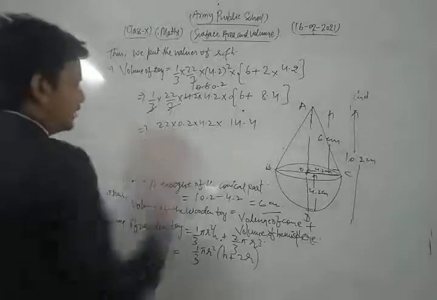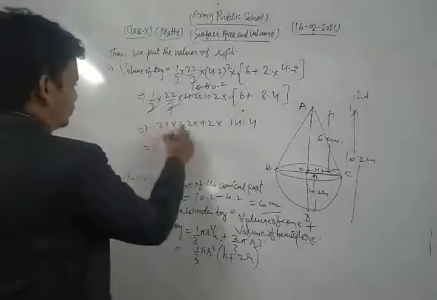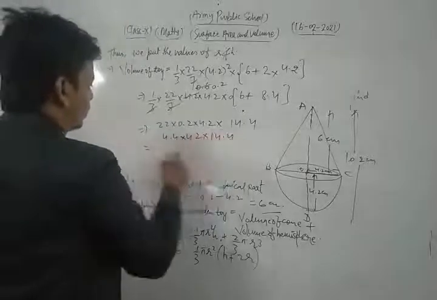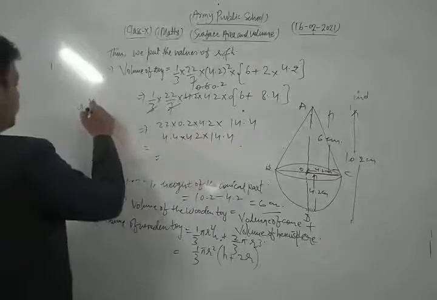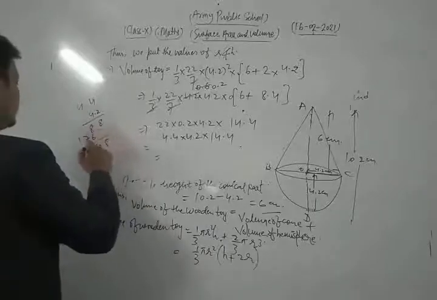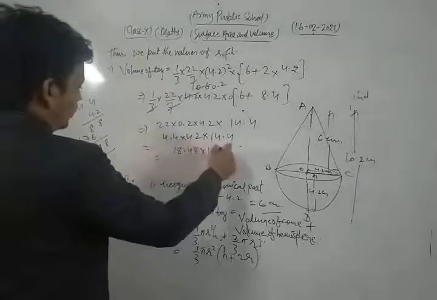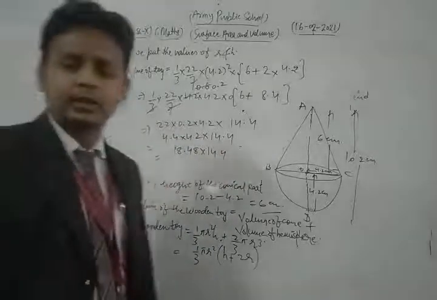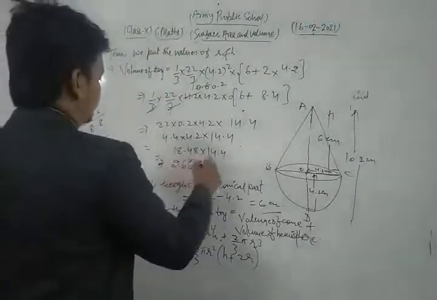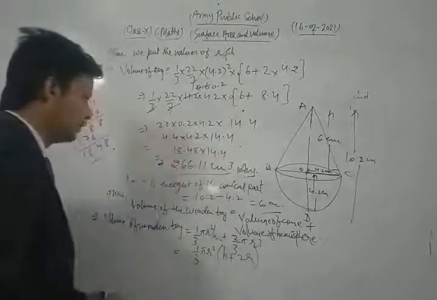Now we simplify them. Now we multiply them, then we get 2 twos are 4, so this is 2.2 into 4.2 into 14.4. Now we multiply 4.4 into 4.2, which is 18.48, into 14.4. After multiplication we get 266.11 something centimeter cube. This is the required solution of the given question.